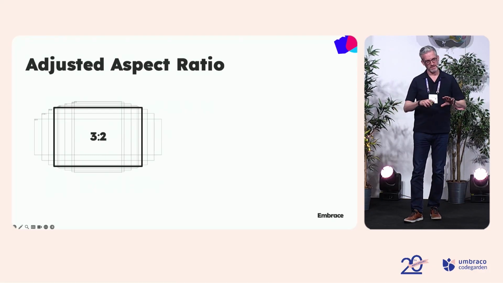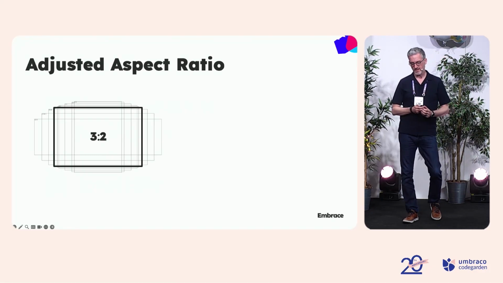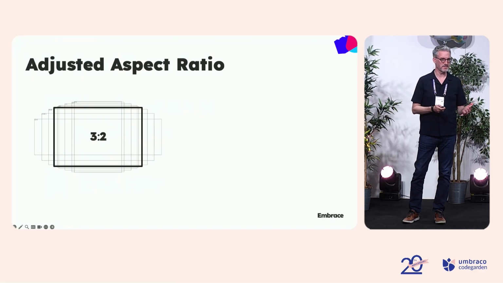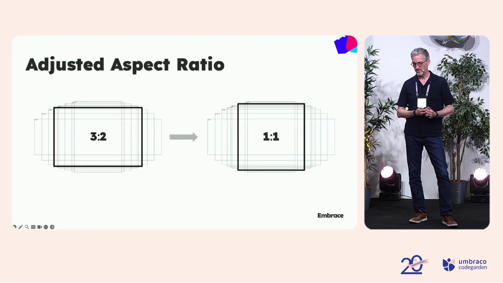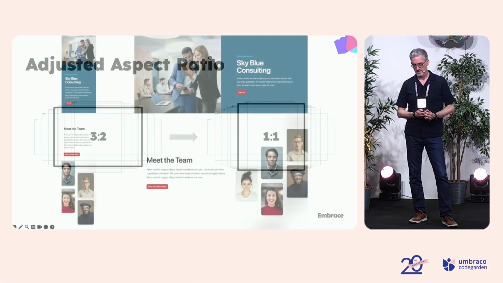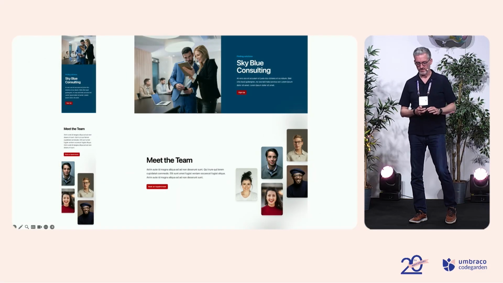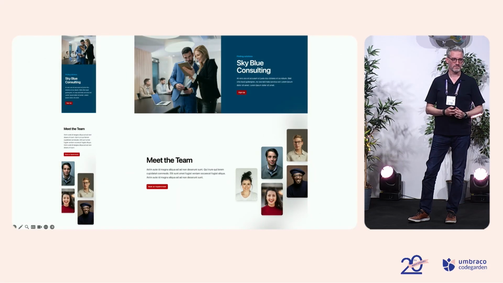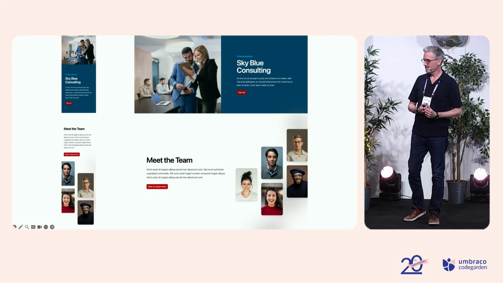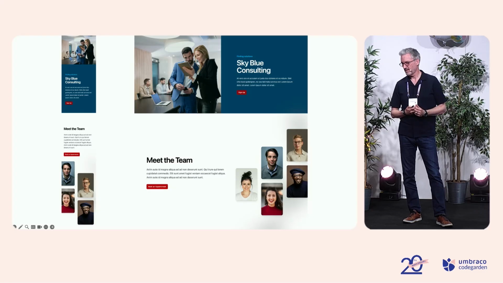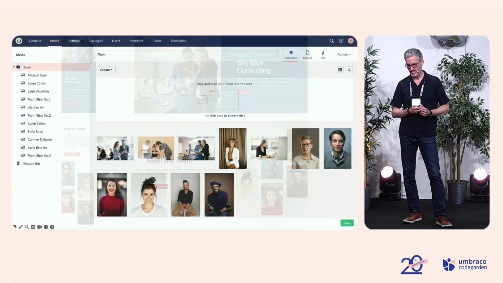So the next consideration with aspect ratio is where we want to adjust it. So, for example, maybe we've got a 3:2 aspect ratio original image, and we want to output it 1:1, for example. So this time we're going to look at our Meet the Team section of our design. Here we've got a set of 5 little images of the team. So we'll just have a look at how we make the best of that.